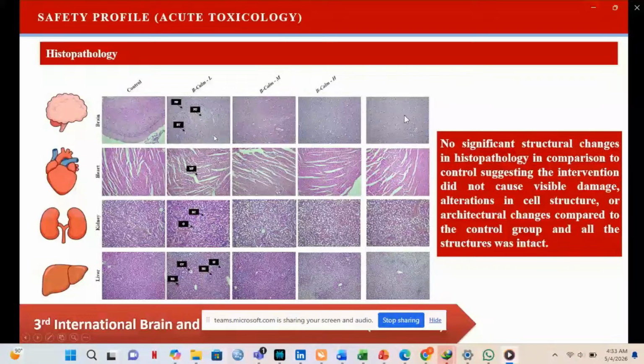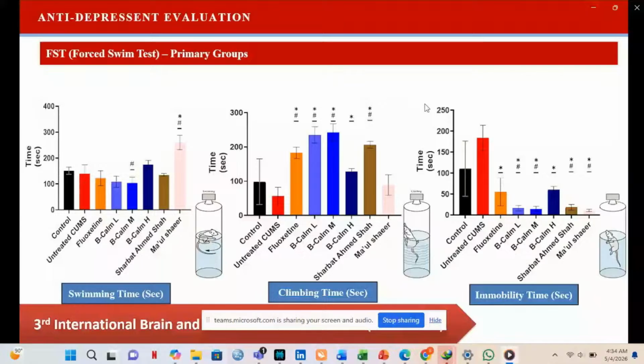When we see the result of the forced swim test, we can see that the swimming time of Maushahir was very much increased, and the climbing time of BCAM mid dose was very increased. It shows that Maushahir increased the adrenaline, you can say, in the brain of the animal, and the mid dose of BCAM increases the serotonin in the animal's brain, and the immobility time of the Maushahir group was very decreased in comparison to other groups.